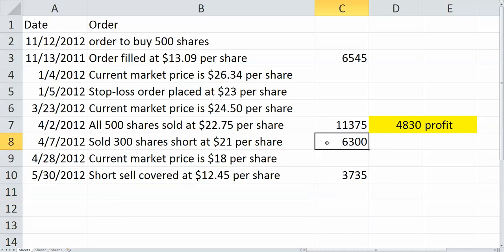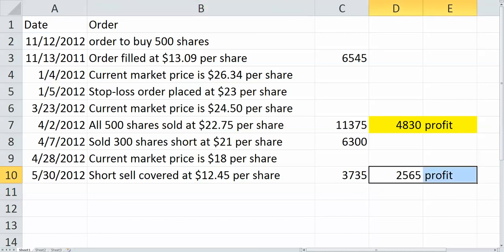So on April the 7th, I sold the shares short, $21 times 300 for a selling price of $6,300. I closed my short position about two months later by buying the shares for $12.45 times 300, or $3,735. So here's my sell price, here's my purchase price. I actually made another profit, the difference of $6,300 minus $3,735, and that again is a profit.